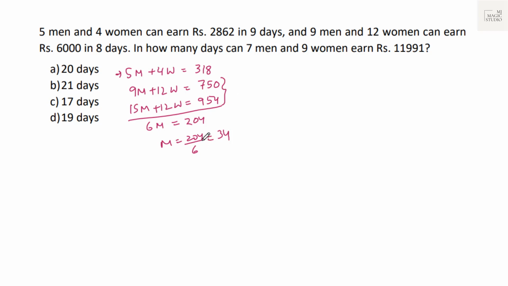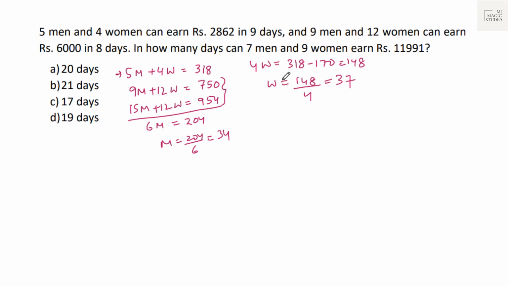Now let me put this M here. 34 into 5 is 170. So 4W is 318 minus 170, that is 148. Women would be earning 148 by 4, that is 37. One woman is earning 37 rupees per day.